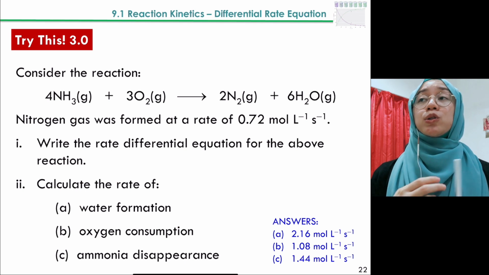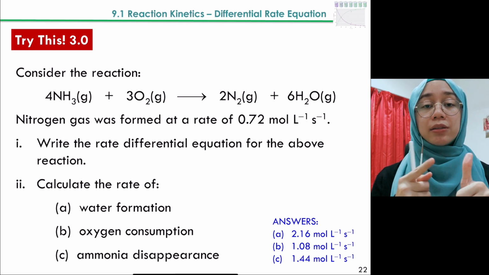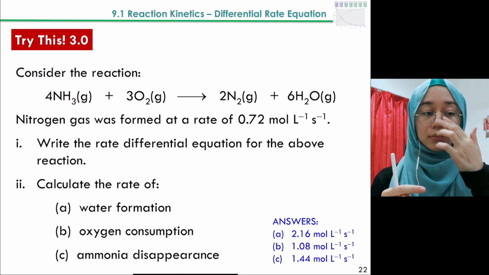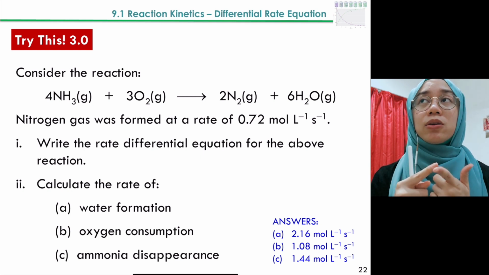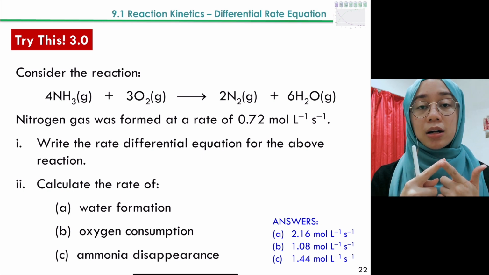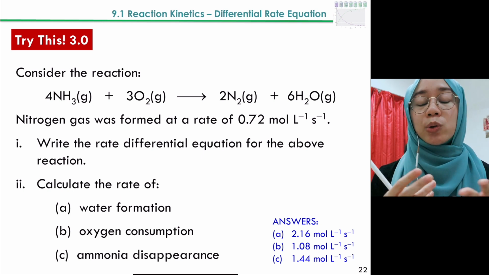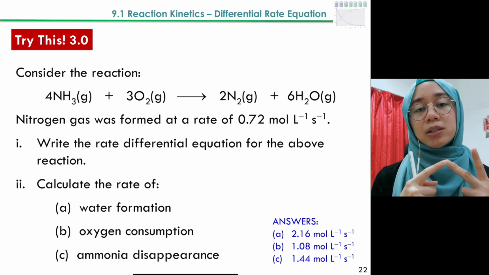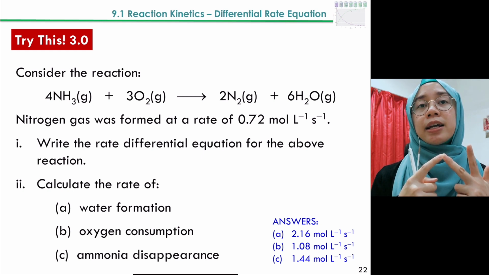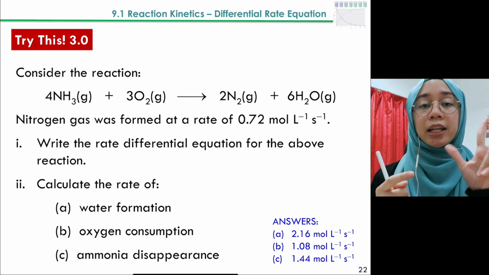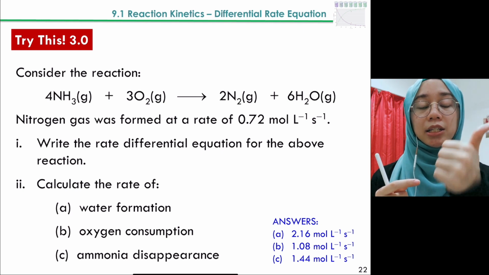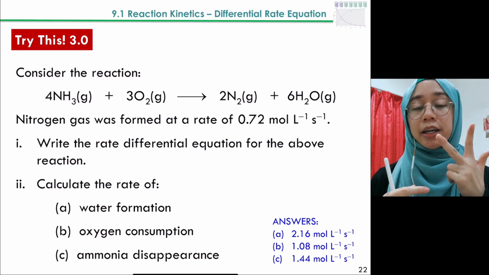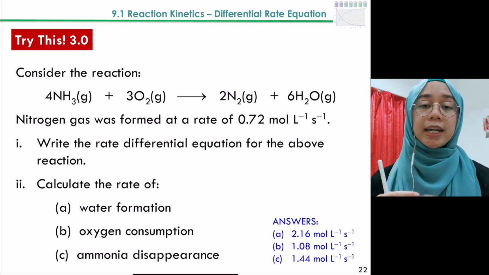By now you should be able to write the differential rate equation. Okay, and then you should be able to calculate the rate of disappearance or maybe the rate of appearance based on the data given to you, and also hopefully you'll be able to plot a graph based on the data, and then ada 3 jenis rate yang kita boleh obtain from graph, initial rate, average rate and also instantaneous rate. Okay, so hopefully kamu boleh tahulah dekat macam mana nak cari semua tu nanti.